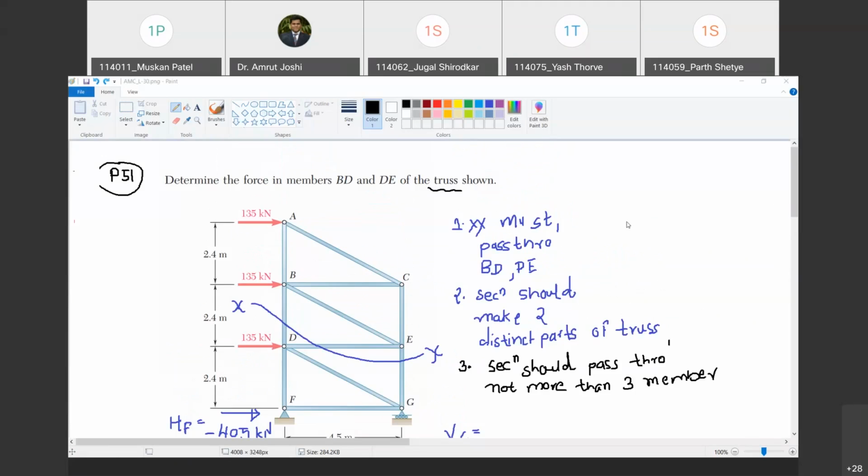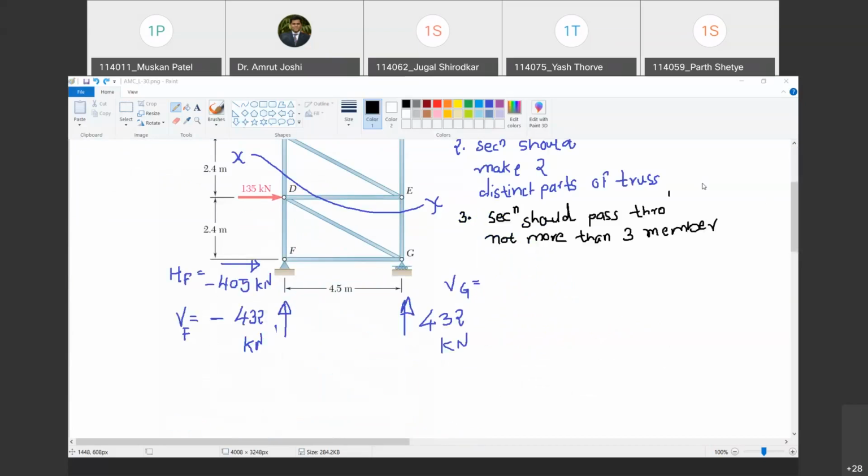Logically correct is both, but I would like to involve as few forces as possible in my calculation. Are you with me? Yes, sir. So it is better to draw the free body diagram of the upper part rather than the lower part. The lower part involves more number of forces. Do you agree with me? Yes, sir. Okay. So let us draw that free body diagram.